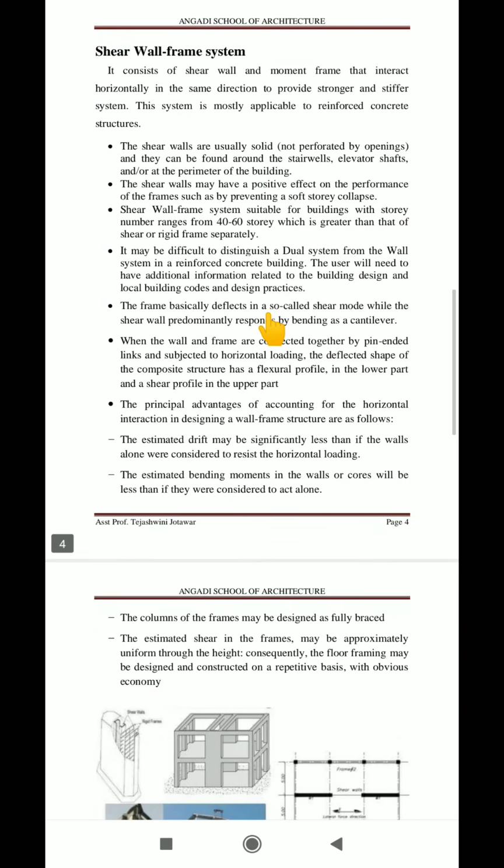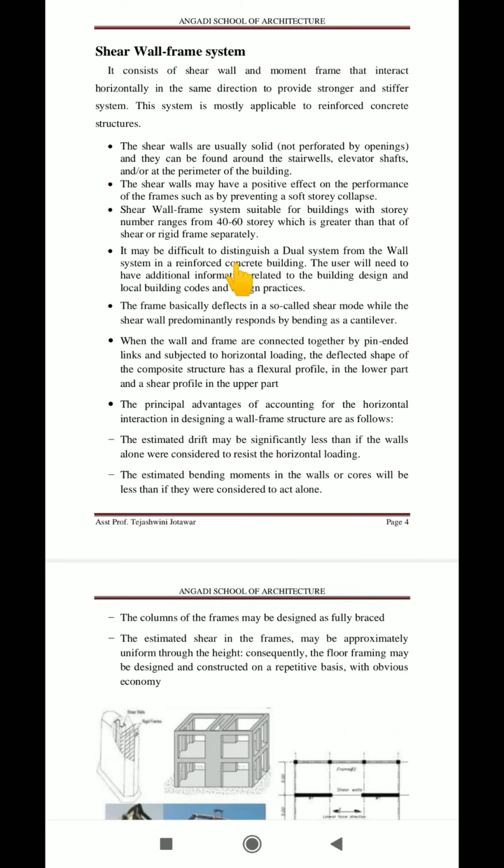Shear walls may have a positive effect on the performance of the frame by preventing a soft story collapse. By providing shear walls, we can reduce the chance of a soft story collapse of a structure. A dual system is suitable for a building with a number of stories ranging from 40 to 60 stories, which is much greater than a shear wall system or a rigid frame system separately.